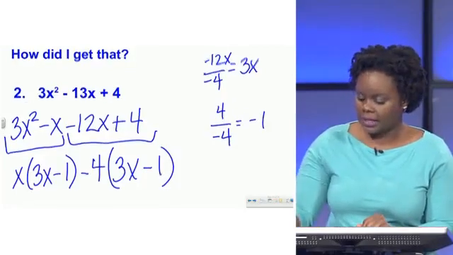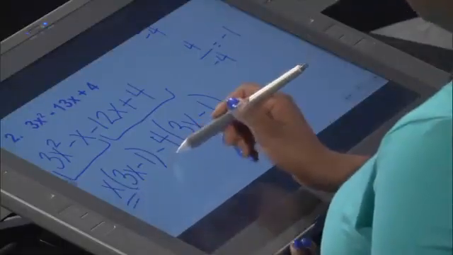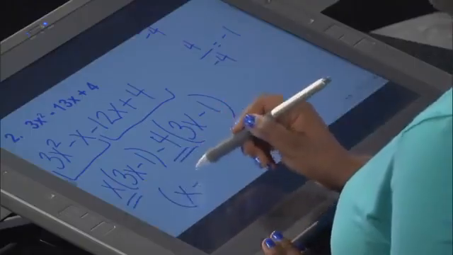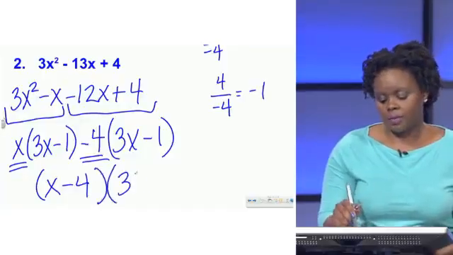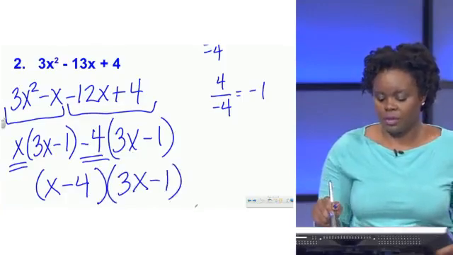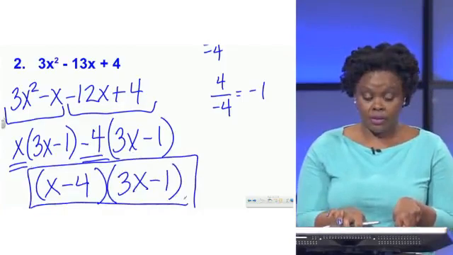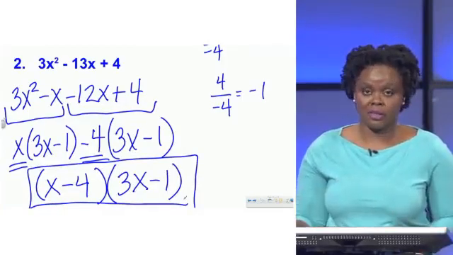Now we're at the last step to go ahead and write the final answer. So I'll bring these together in a group of parentheses. I'd have x minus 4. And then for my second set, 3x minus 1. That factor that was in both of those. Then remember, you can always multiply these factors together to check and make sure you got the right answer. Make sure you get that trinomial we started with.